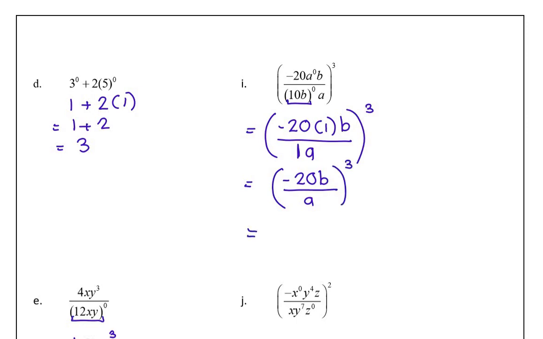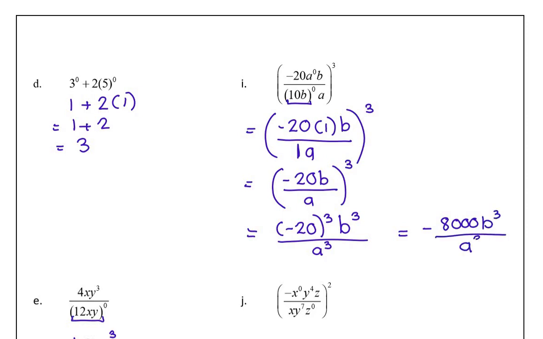And now you might want to whip out a calculator, because who knows what negative 20 cubed is. But I'm going to cube the negative 20, and I might want to use my calculator. I'm going to cube the b, and I'm going to cube the a. Now, if I go next door, so I've run out of space. You can use your calculator, so I get negative 8,000 b cubed over a cubed. So don't be afraid to use a calculator if they're big numbers like that.